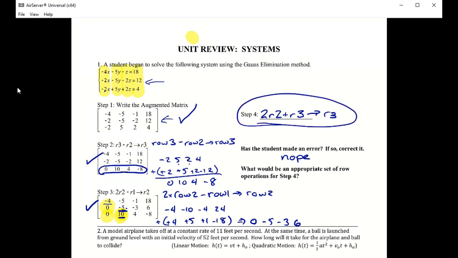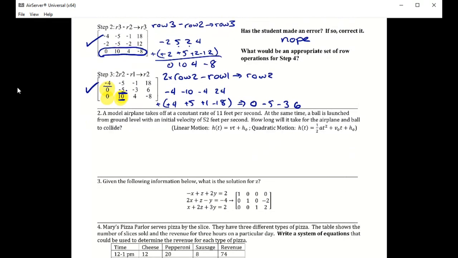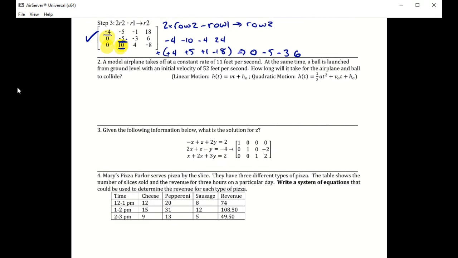All right, going on to number 2. A model airplane takes off at a constant rate. Let's highlight constant rate here. Constant rate of 11 feet per second. At the same time, a ball is launched at ground level with an initial velocity of 52 feet per second. How long will it take the airplane and the ball to collide?